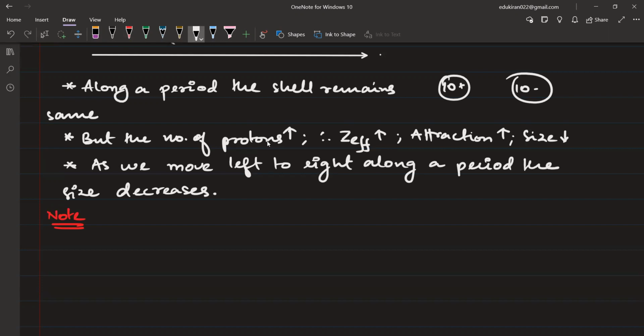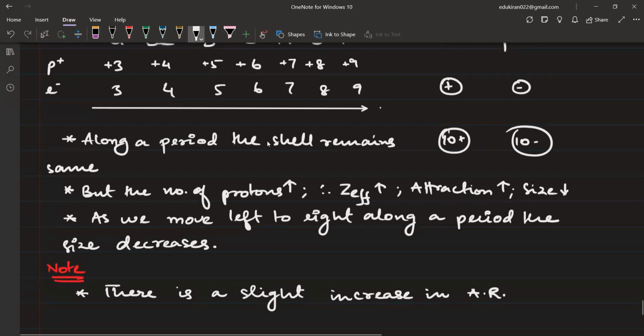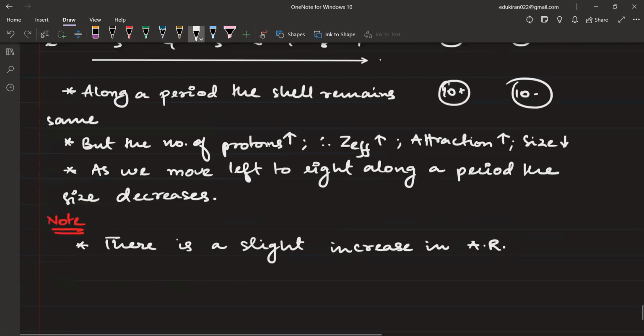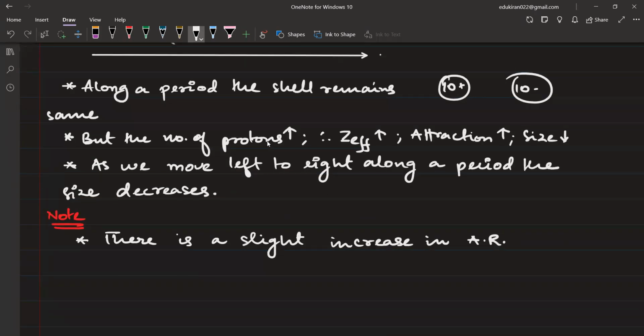Okay, so let's see. First of all, there is a slight increase in atomic radius. See, if we are going from nitrogen to oxygen, we were expecting a decrease, but we saw an increase. There is a slight increase in atomic radius from nitrogen to oxygen. Okay, so whenever there will be some type of anomaly, the reason will be electronic configuration.